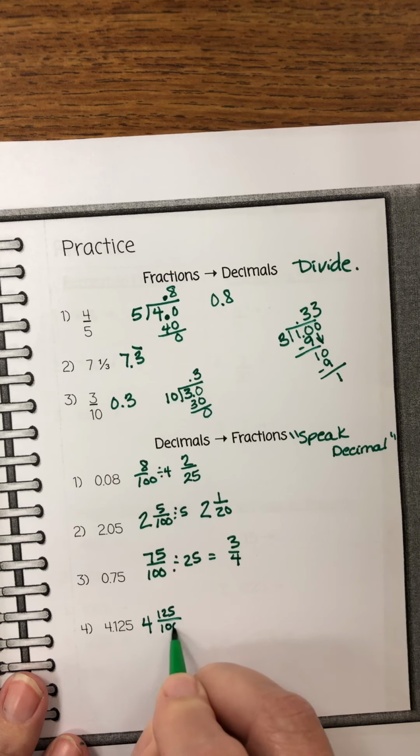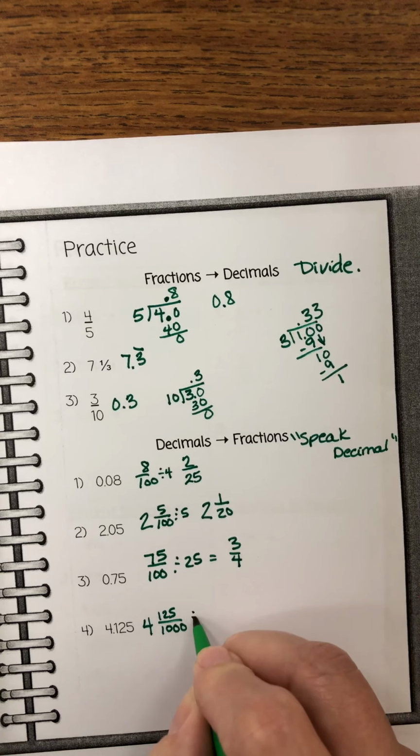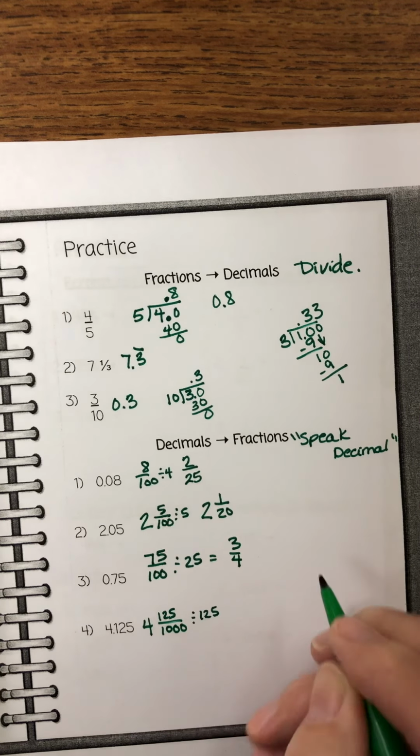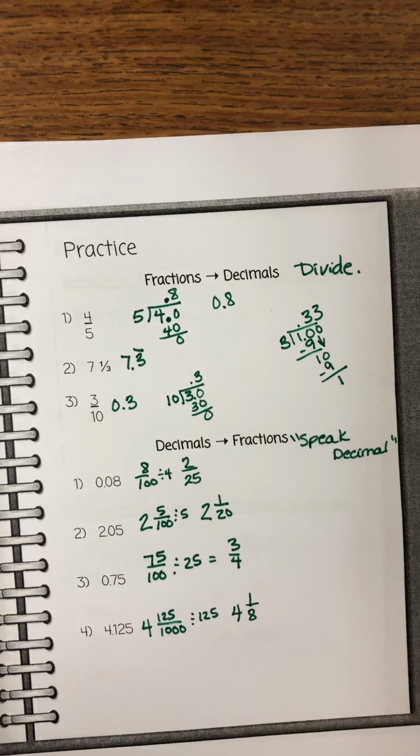Now this one kind of gets people a little bit because it's such a big number. But you know that you can divide by 5, you can divide by 25, you can divide by 125. So we're going to divide both of those by 125 just because I know it's the biggest. So that's going to be 4 1/8. So there you go. Here's your fractions to decimals. Bye.